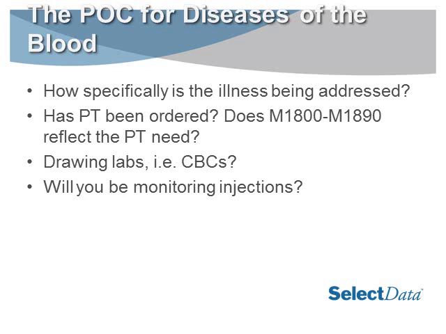Now, for your plan of care for patients with diseases of the blood, you must identify how specifically the illness is being addressed in your plan of care. If they have weakness, has PT been ordered? And do your responses to M1800 through M1890 reflect that need for PT? Will you be drawing labs? Is your patient going to have routine CBCs? And if you have a patient with injections, if you're doing Procrit, will you be monitoring those injections?